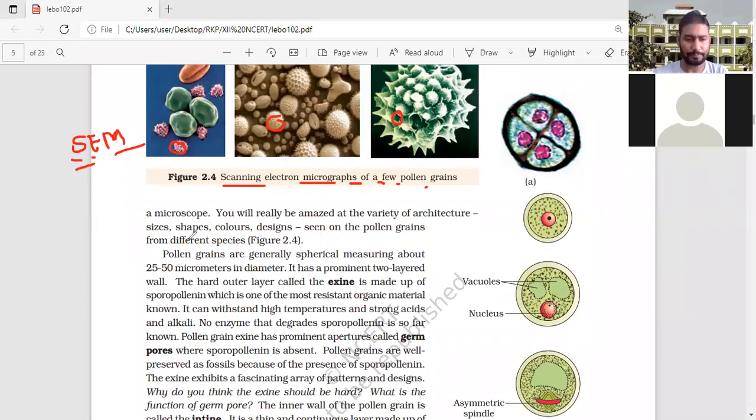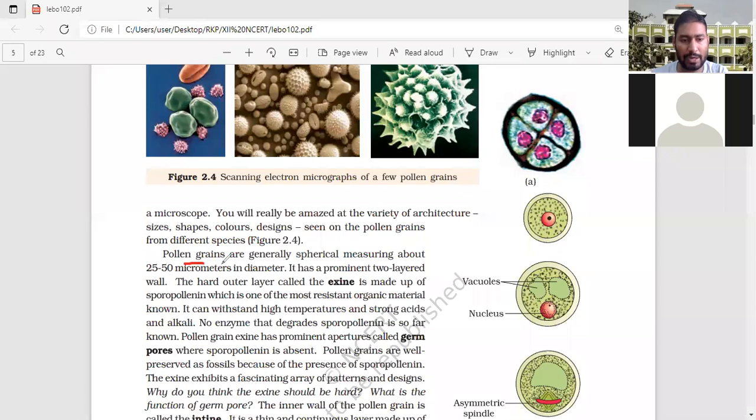Under a microscope, you will really be amazed at the variety of architecture, size, shape, color and designs seen on the pollen grains from different species. If we take pollen from the anthers of different flower species, you will get various types of shape, size and color. Everything varies according to the species.